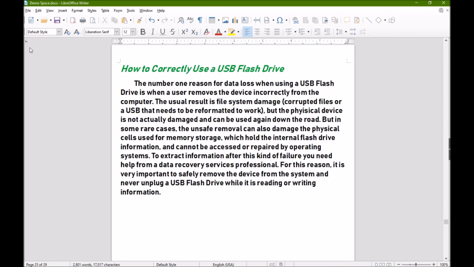But in some rare cases, the unsafe removal can also damage the physical cells used for memory storage, which hold the internal flash drive information, and cannot be accessed or repaired by operating systems. To extract information after this kind of failure, you need help from a data recovery services professional. For this reason, it is very important to safely remove the device from the system and never unplug a USB flash drive while it is reading or writing information.